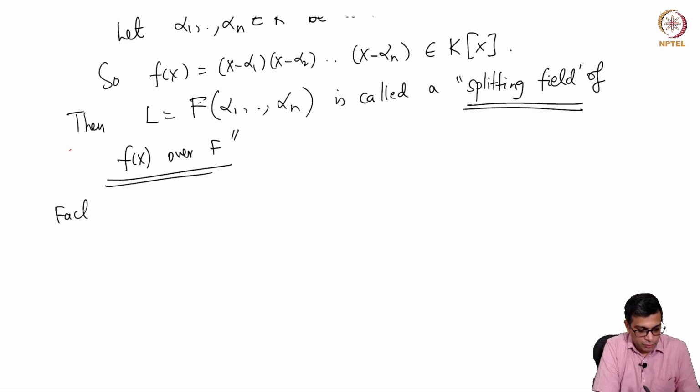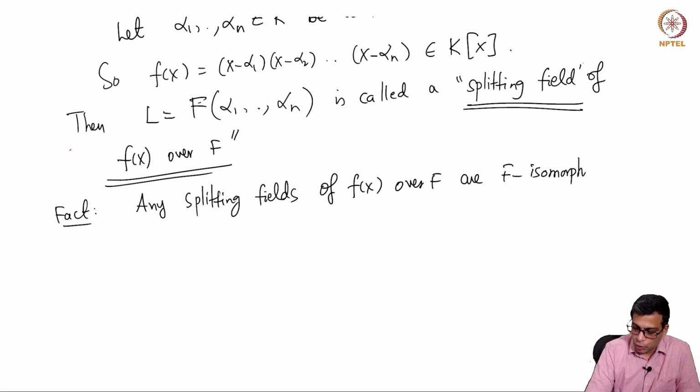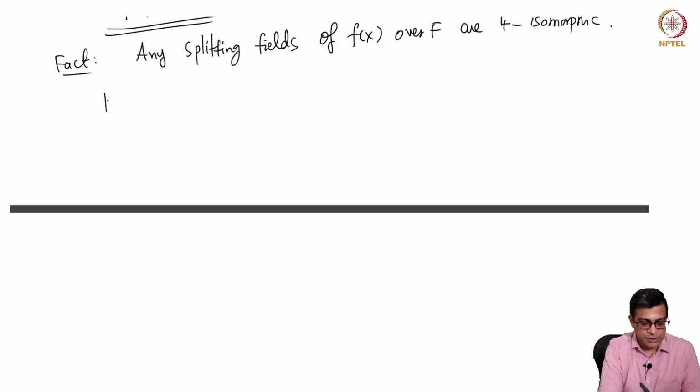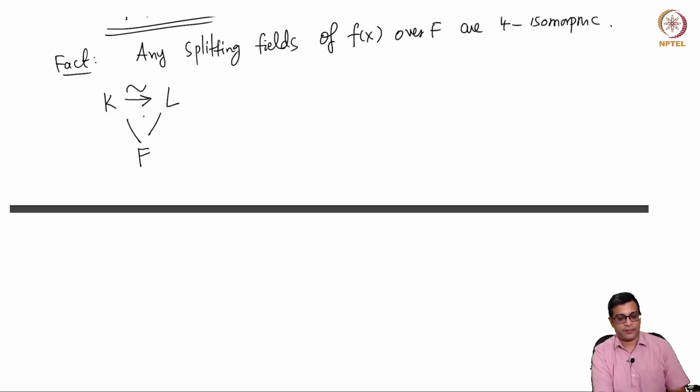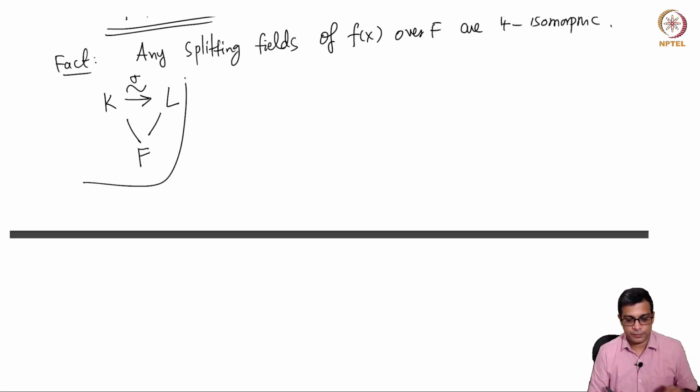And then there is a fact which is that any two splitting fields of a polynomial f(x) over F are isomorphic. Not only are they isomorphic as fields, they are isomorphic as F extensions. So that means if K and L are two splitting fields, then there is an isomorphism as F extensions of F. That means there is an isomorphism of fields which fixes every element of F.